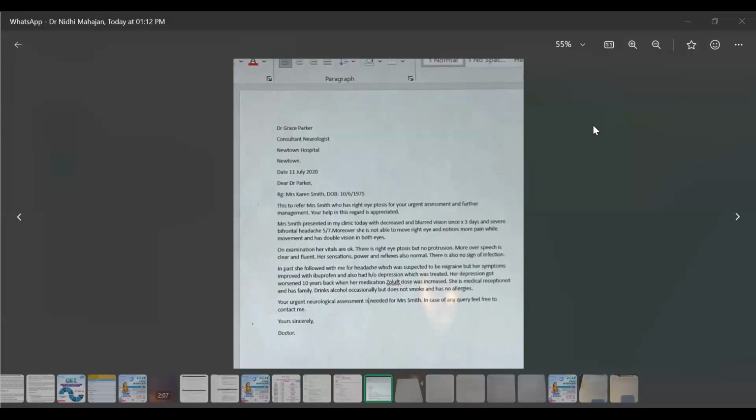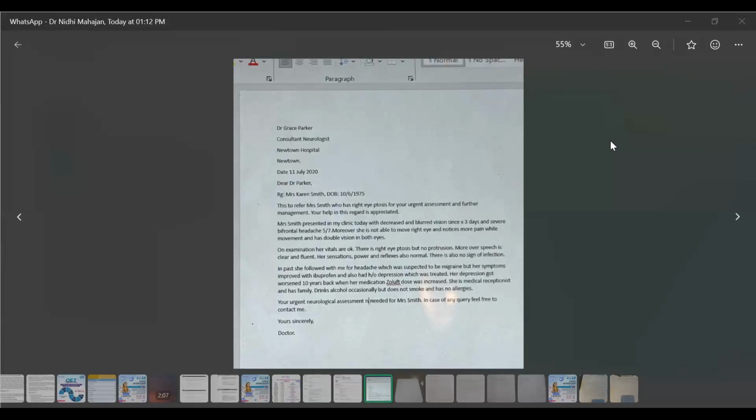So Mrs. Smith presented in my clinic today. So there you can write today, and you have to write the date as well. Today, 11 July 2020, Mrs. Smith presented with blurred vision since 3 days and severe bifrontal headache 5 to 7.